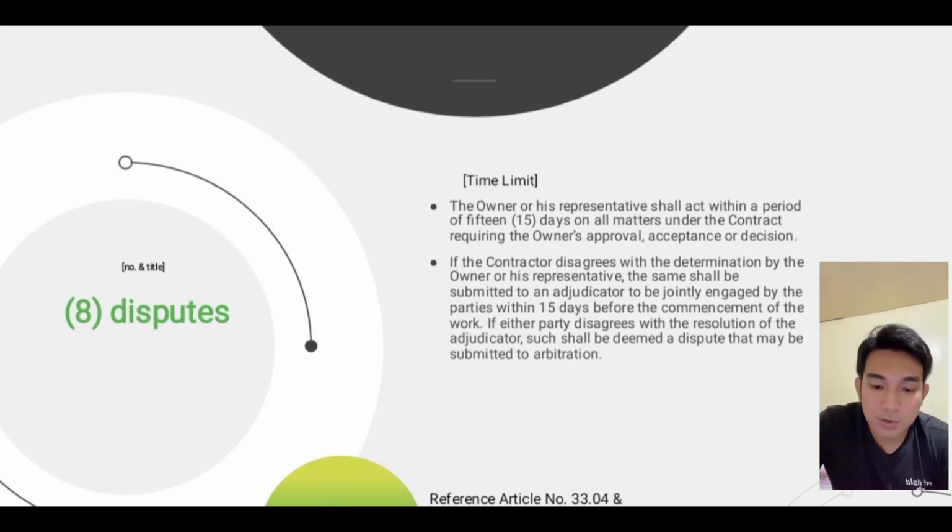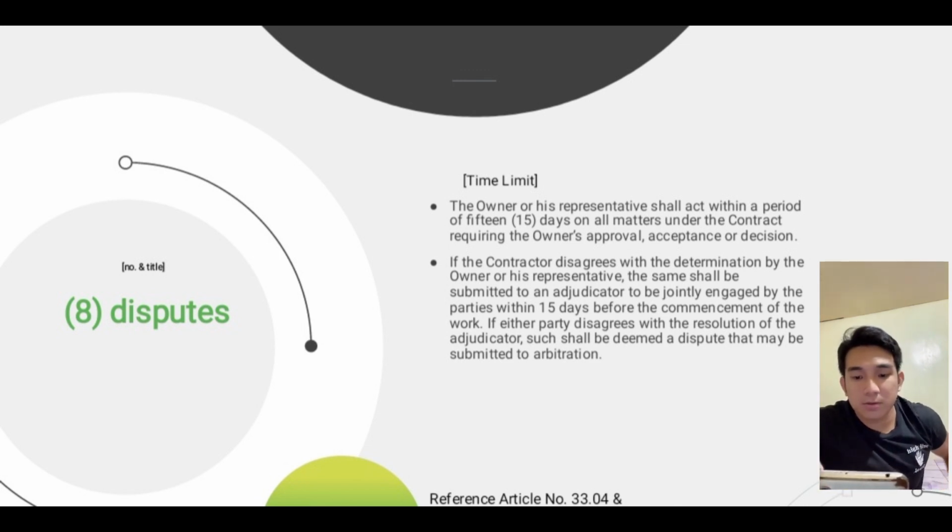to be jointly engaged by the parties within 15 days before the commencement of the work. If either party disagrees with the resolution of the adjudicator, such shall be deemed a dispute that may be submitted to arbitration. The reference article number is 33.04 and 35.05.